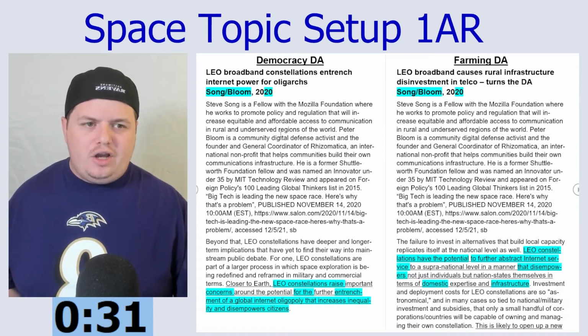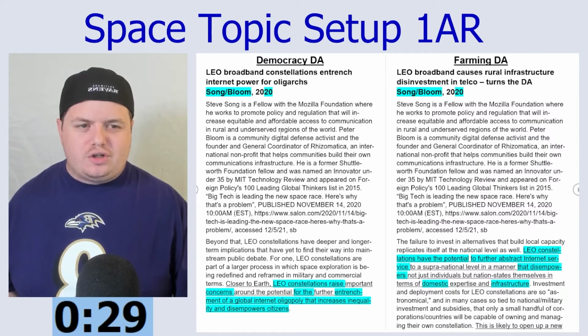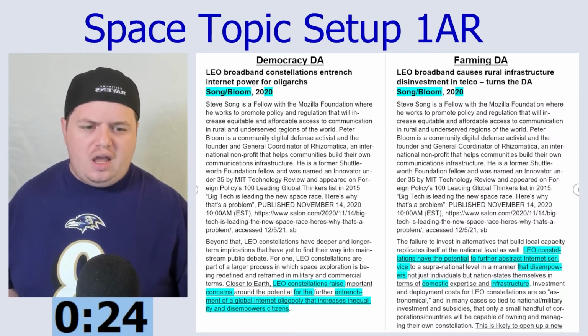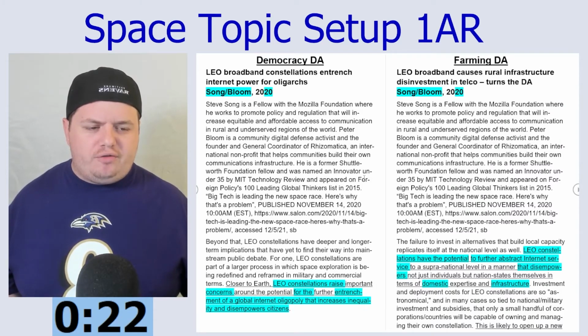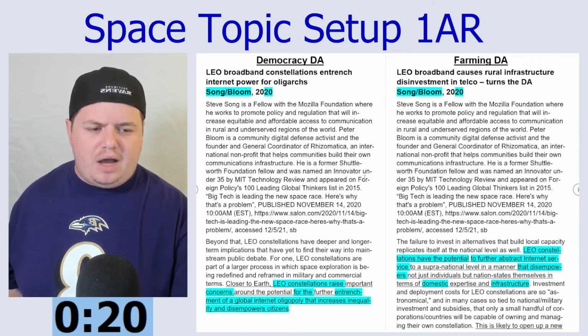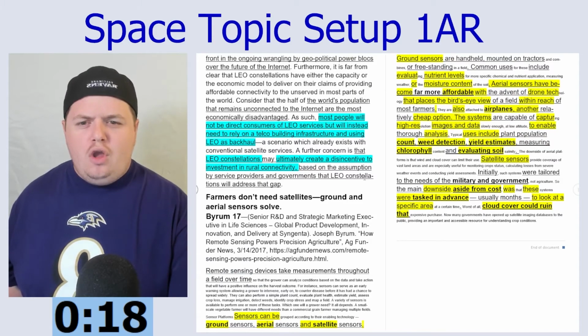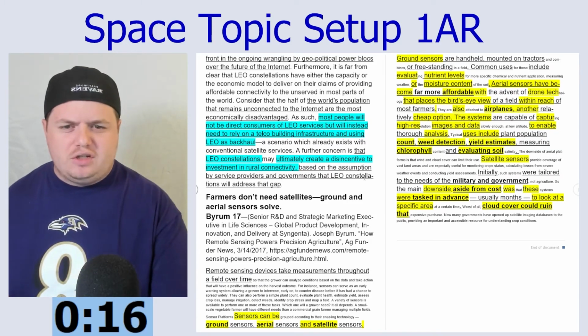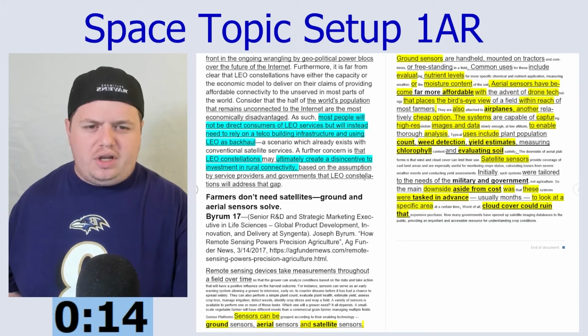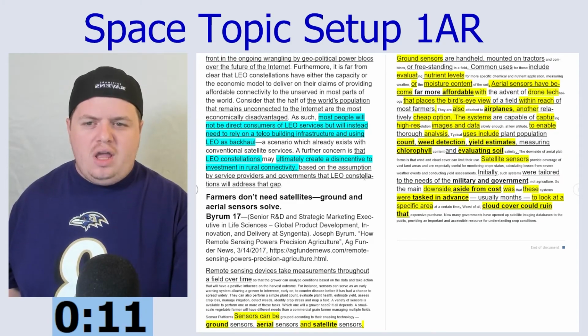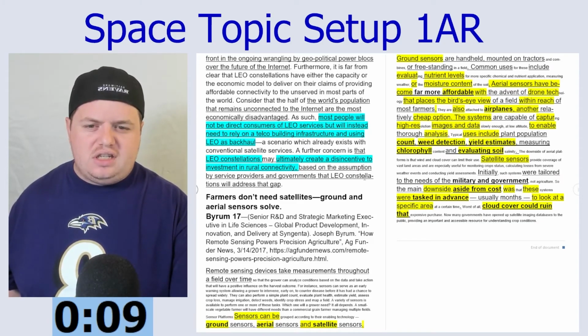Second, LEO broadband causes rural infrastructure disinvestment in telco, which turns the disadvantage. Song and Bloom in 20: LEO constellations have the potential for future abstract internet service that disempowers domestic infrastructure. Most people will not be direct consumers of LEO services, but will instead need to rely on telco building infrastructure and using LEO as a backhaul. LEO constellations ultimately create a disincentive for investment in rural connectivity, and farmers don't need satellites.